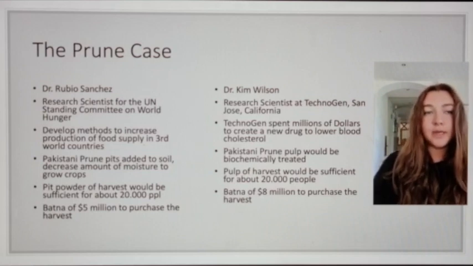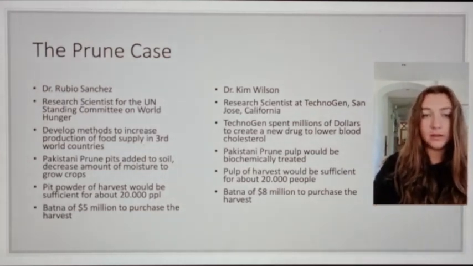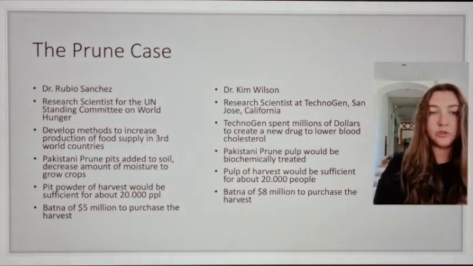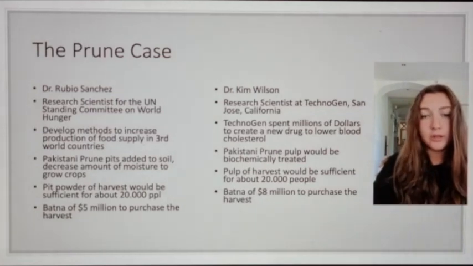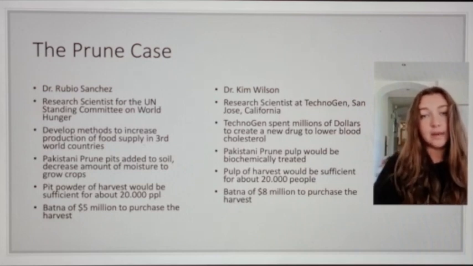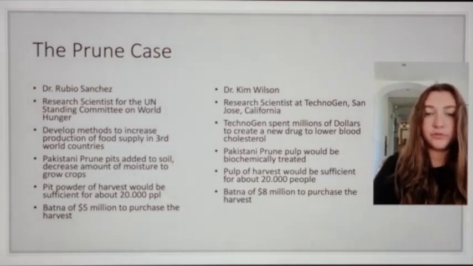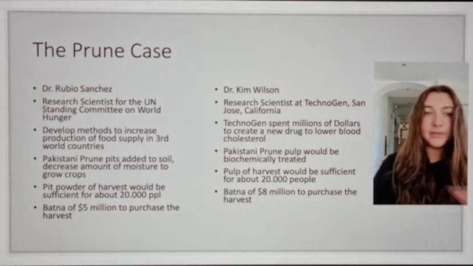The other participant was Dr. Kim Wilson, also a research scientist at Technogen, a leading company based in San Jose in California. Technogen had already spent millions of dollars to develop a new drug which could lower blood cholesterol and could possibly also save about 20,000 people. However, this company was in a financially better situation and could spend about $8 million for the whole harvest.